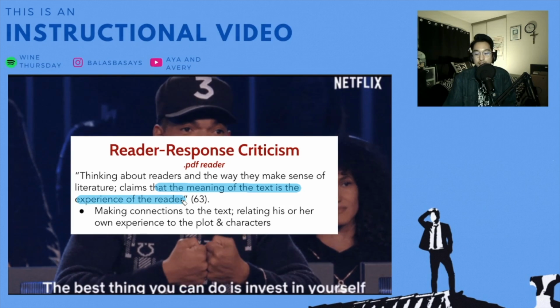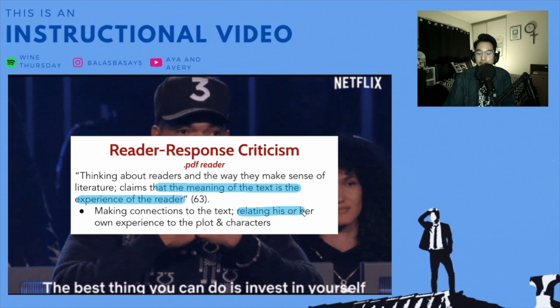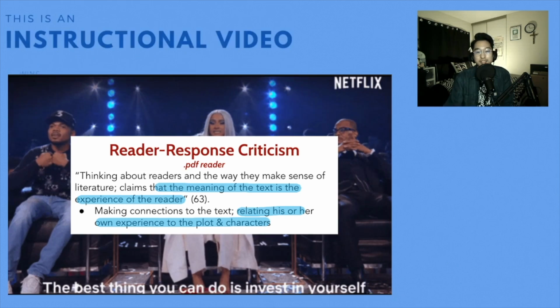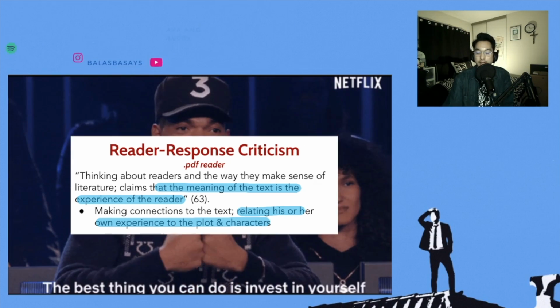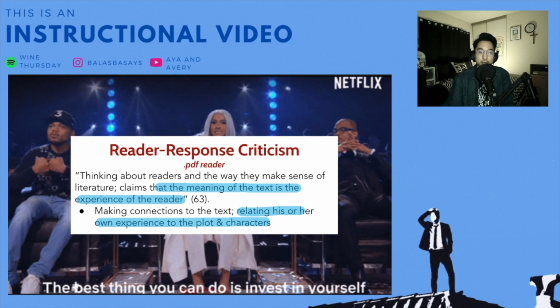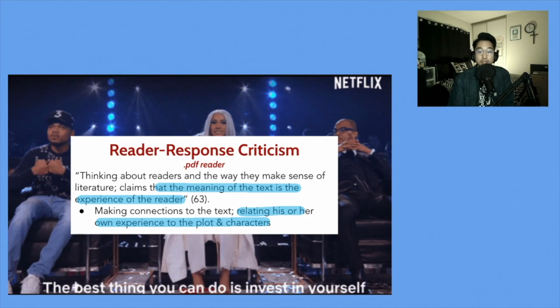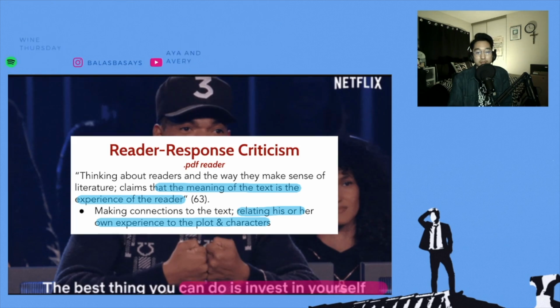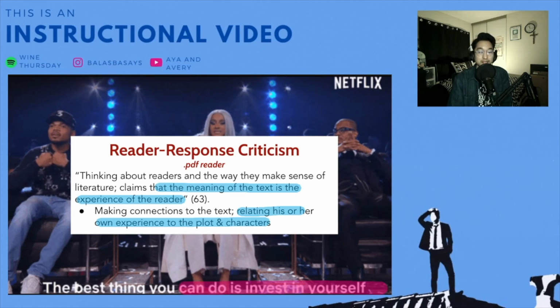So the importance here is making connections to the text, relating his or her own experience to the plot and the characters. So just like Chance's advice on Rhythm and Flow, the Netflix series that's playing in the background right now, reader response criticism is focused on you. It's almost, like he says down here, an investment in yourself. Because you, the reader, are the one interpreting, analyzing, and evaluating the text, just like we learned about literary theory in the last lesson.